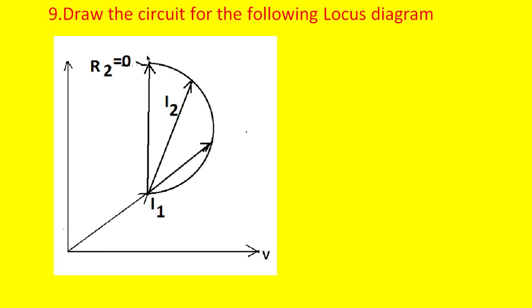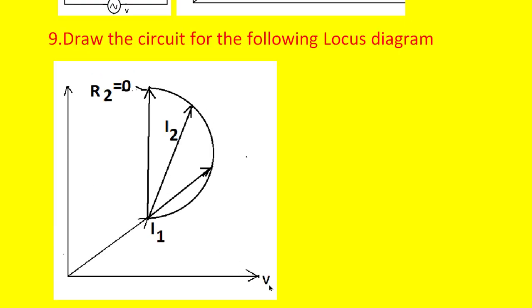When resistance is 0, the current flowing through that capacitive circuit will be at 90 degrees with respect to the voltage. If the resistance increases, automatically the current I2 approaches V like this. If you further increase it, we get this position of I2. And suppose R2 is equal to infinity, the current becomes 0 like this. So finally, the second branch current will follow this semicircle. This is I2 and this is I1, and this is the applied voltage.